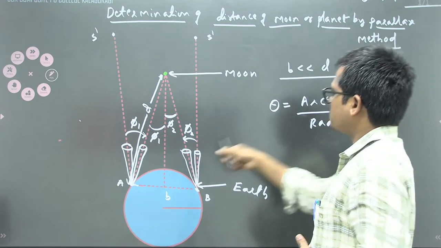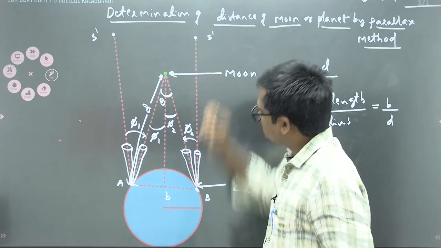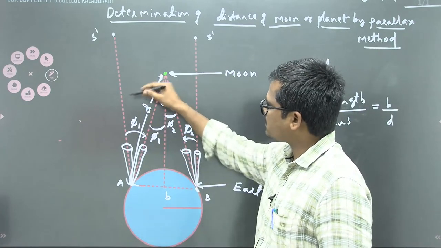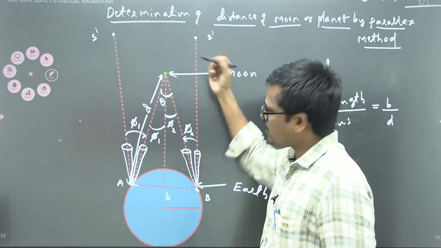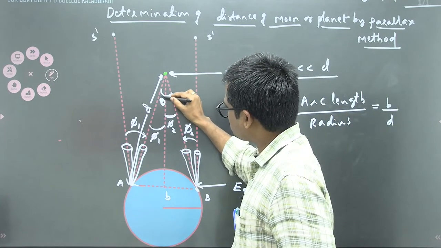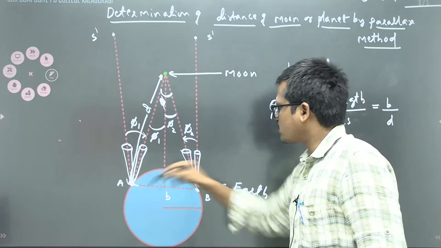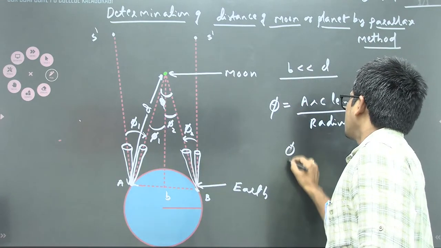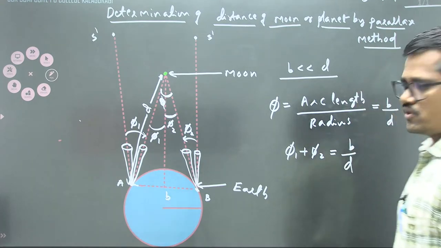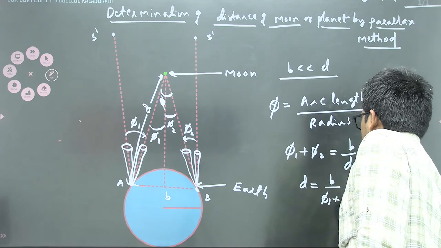Right or not? Where theta is the complete parallactic angle. This is theta, the angle subtended at the moon by this parallax angle. This side one parallax angle, this side one parallax angle, the total parallactic angle subtended at the moon will be theta. Or you can write phi also, no problem. That phi is equal to arc length divided by radius. Phi 1 plus phi 2 is equal to b divided by d. We want d, therefore d is equal to b divided by phi 1 plus phi 2.